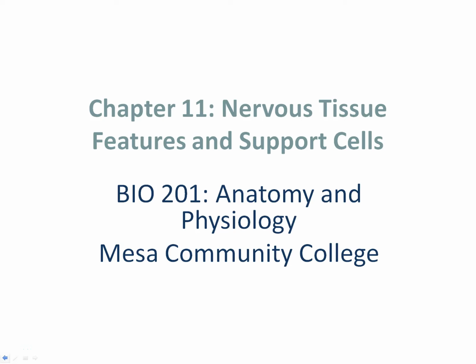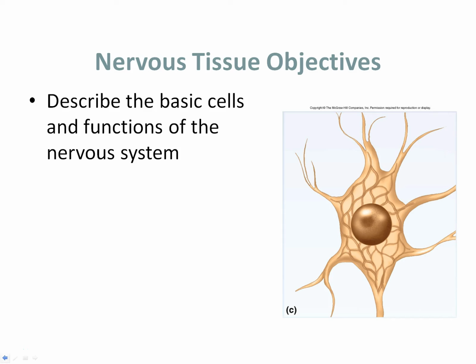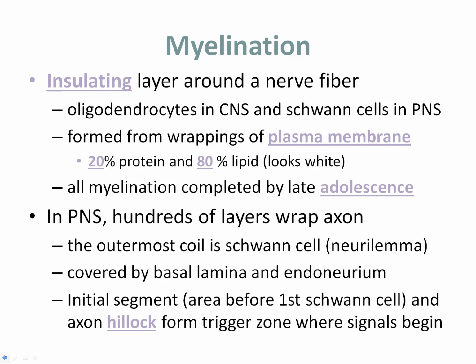In the second part of our discussion of nervous tissue, we will discuss some features of nervous tissue and support cells. This continues our objective of describing the basic cells and functions of the nervous system. Myelination is an insulating layer around a nerve fiber.